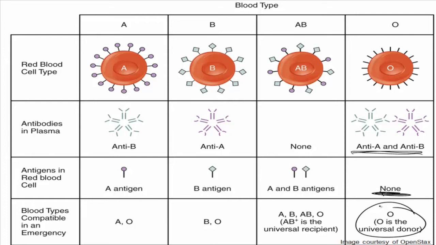Conversely, if you have type AB blood, you have both A antigens and B antigens, so you don't have antibodies against A or B, and pretty much you could get any blood at all. You're the universal recipient. You can give me A blood, you can give me B blood, it doesn't matter.